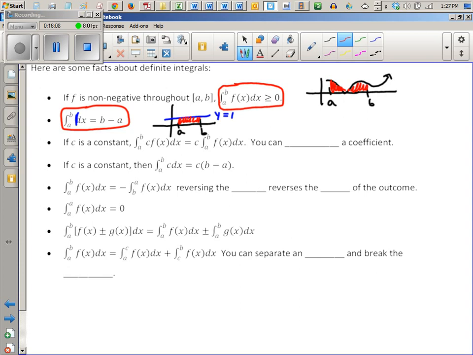Common sense, if you know what symbols mean. If c is a constant, the integral from a to b of c f of x dx equals c times the integral from a to b of f of x dx. Whoa, what just happened? What did I do with the c that was on the inside of the integration symbol? I took it out, right? Why am I taking it out?